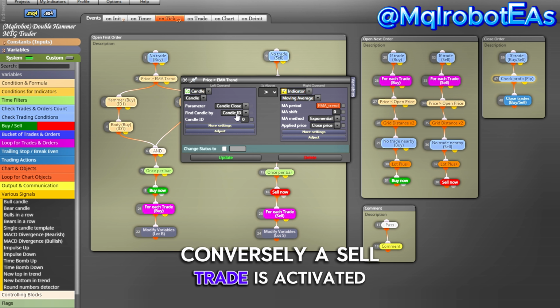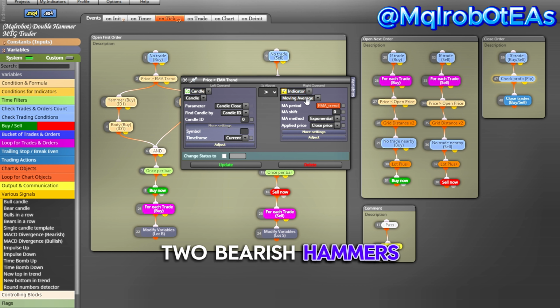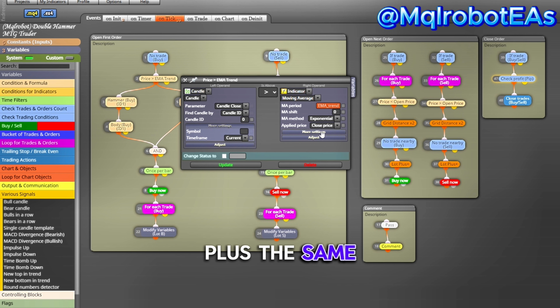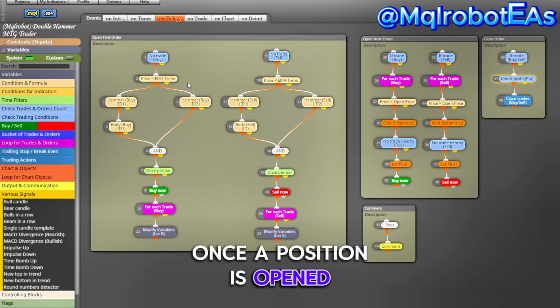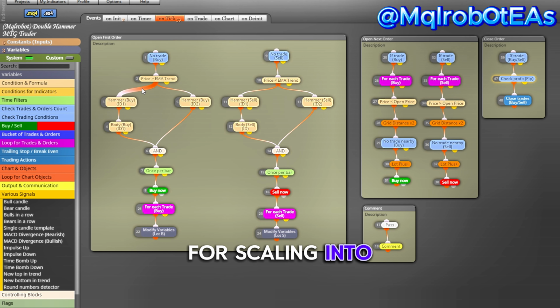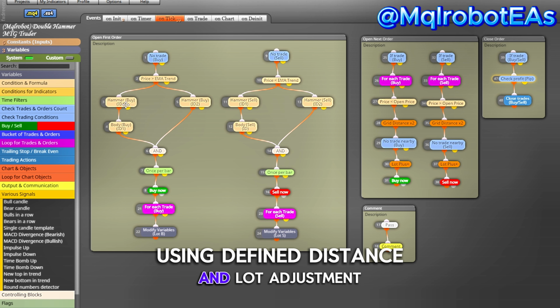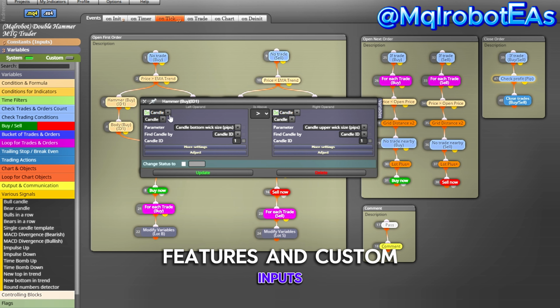Conversely, a sell trade is activated when price is below the EMA trend. Two bearish hammers are confirmed, plus the same once per bar validation. Once a position is opened, the EA also includes grid-based trade expansion for scaling into trends using defined distance and lot adjustment settings.